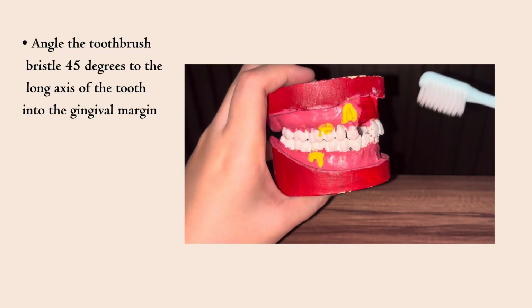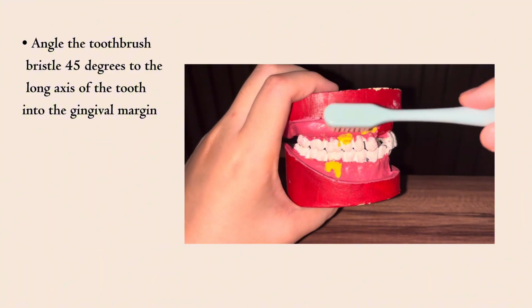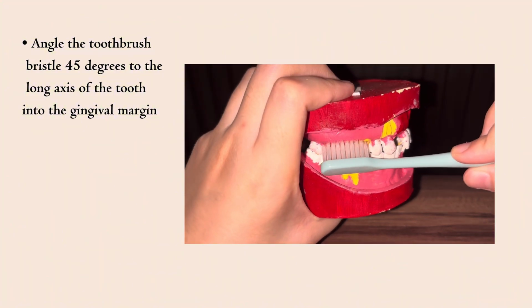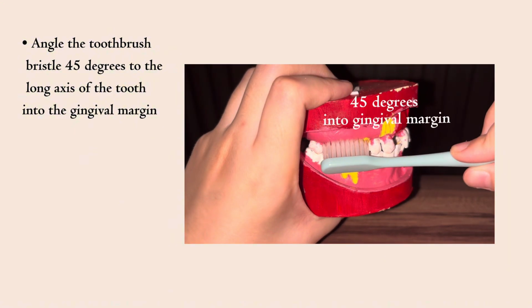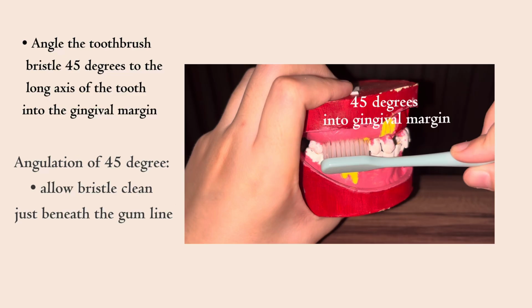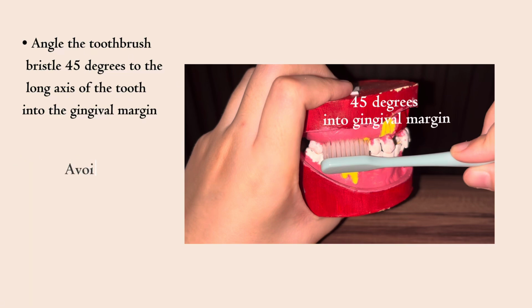First, angle the toothbrush bristles 45 degrees to the long axis of the tooth, directing the bristles gently into the gingival margin. This angulation is important because it allows the bristles to clean just beneath the gum line where bacteria cannot be removed by rinsing alone. If the brush is placed straight or angled incorrectly, plaque at the gum margin may be left behind.